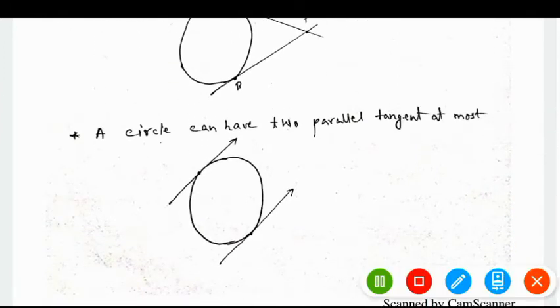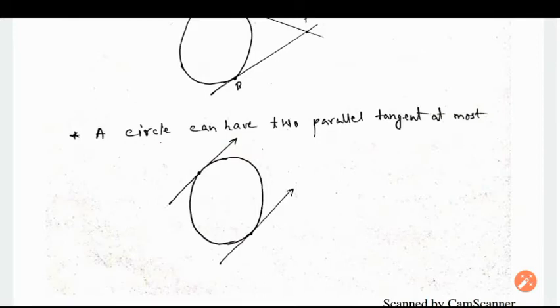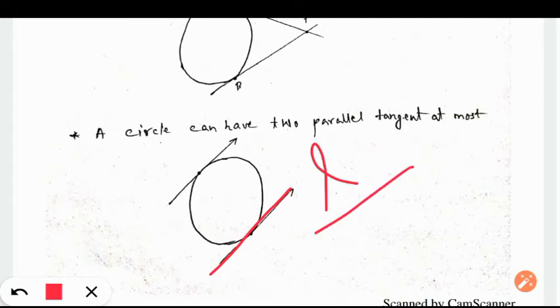A circle can have two parallel tangents at most. You have drawn one tangent, and if you want to draw another tangent parallel to that tangent, you can draw only one tangent parallel to that one. See the figure. Suppose here we have one tangent, suppose this tangent is tangent L. Now you want to draw a tangent parallel to tangent L. So in that case only one tangent can be possible.